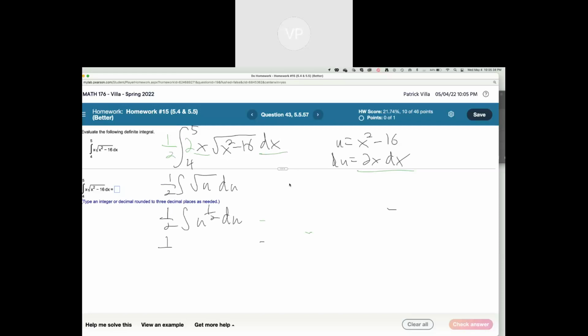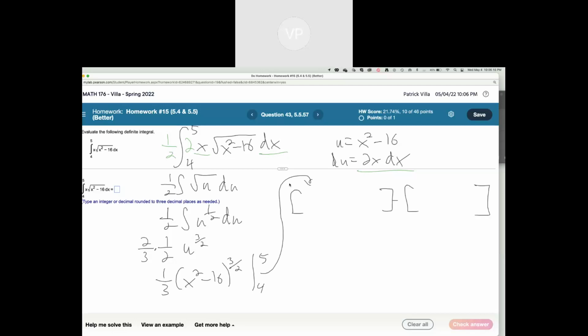So we get 1/2. Remember, this becomes u to the 3/2. Again, I added 1 to that power. And then when you divide by the 3/2, it's essentially like multiplying by its reciprocal. So this becomes 1/3. And now I'll substitute back the x's, x squared minus 16 to the 3/2. This is what we're going to integrate from 4 to 5. Now, as these problems get larger like this one, the suggestion I'm going to say is write out more steps. Don't try to do this in your head. Let's get it right.